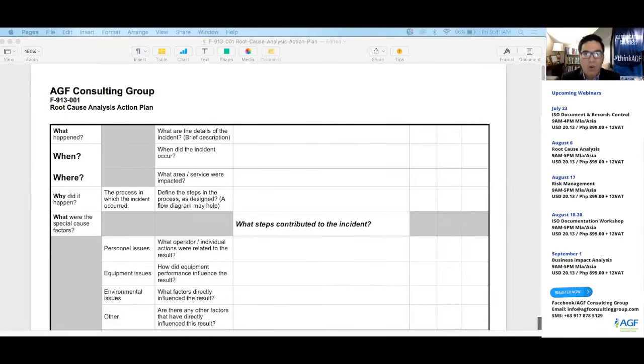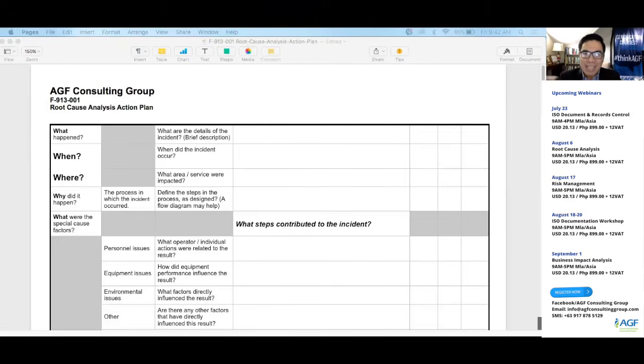There's something wrong with the process. The process is just designed to create nonconformities. Did you get that? If that's the root cause, then by all means you need to redesign the whole process. Not do something about the communication, because the issue here is the process.